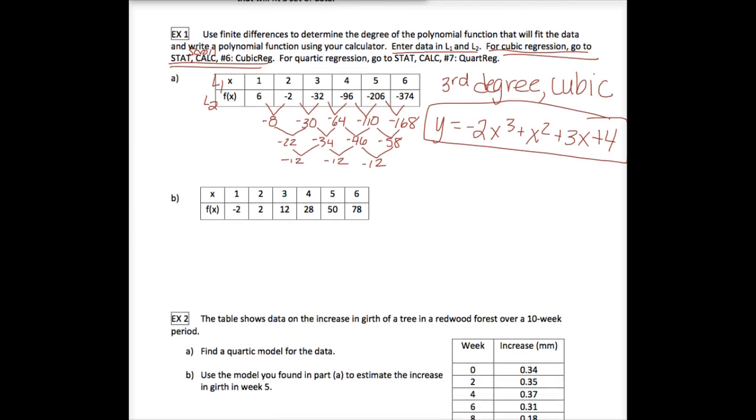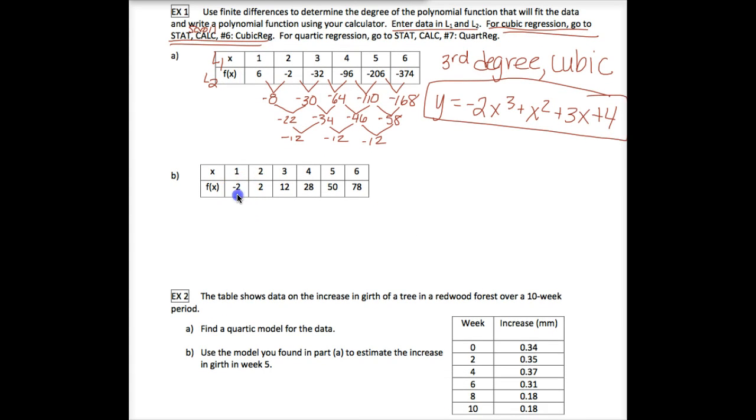So let's look at another one here, example 1b. Finite differences, 2 minus negative 2 is 4, 12 minus 2 is 10, 28 minus 12 is 16, 50 minus 28 is 22, and 78 minus 50 is 28. So that's first order differences. Second order, 10 minus 4 is 6, 16 minus 10 is 6, 22 minus 16 is 6, and 28 minus 22 also 6. So here it was the second order differences, so it's going to be a second degree.